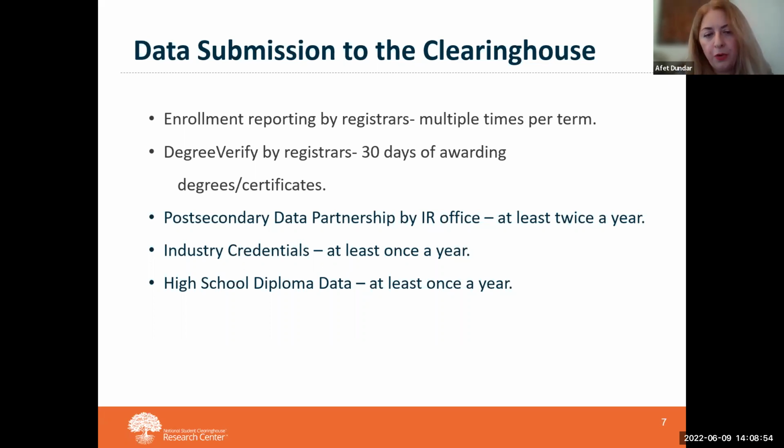The first time they join, they submit historical data on industry credentials. Some of them choose to submit maybe the previous 6 years, 10 years. Some of them submitted more than that, back to really 20 years or more of whatever they awarded over those years. And high school diploma data, usually we recommend at least once, when the majority of the graduations happen in summer, but they can submit more frequently than that.